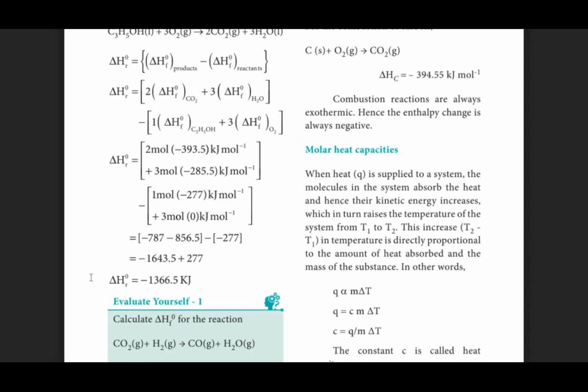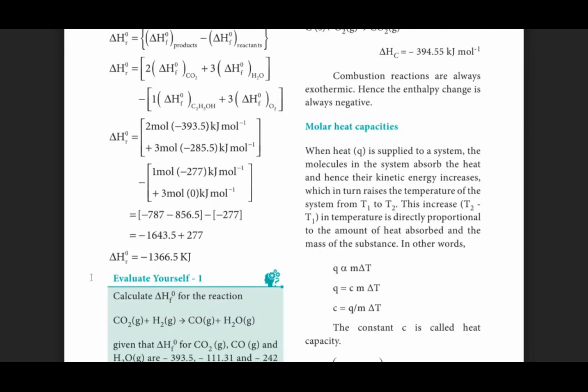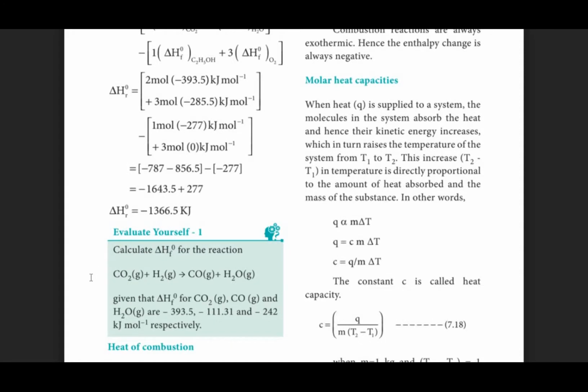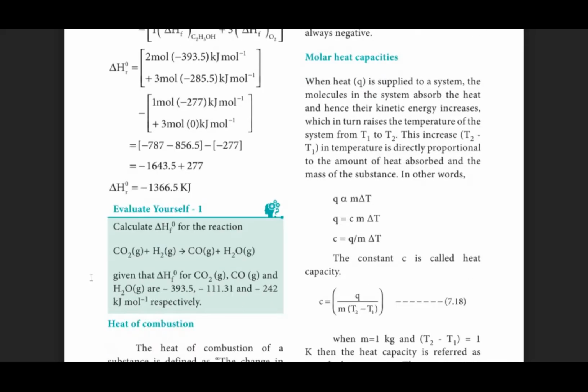Q is equal to C M delta T. Here C is called the proportionality constant. If you consider only C, taking the other things to the opposite side, then you will get Q by M into delta T. The constant C is called the heat capacity. That is, C is equal to Q by M into T2 minus T1, that is delta T.